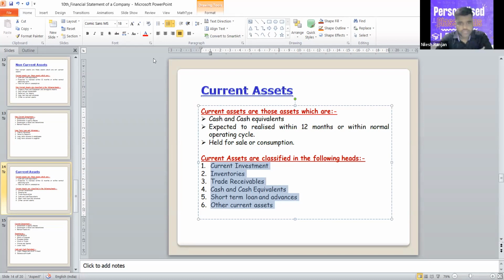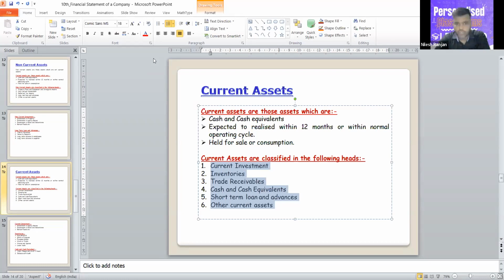Current investment means the investment which we will sell within 12 months. The second is inventory. Inventory is kept for sale purpose, and we don't keep inventory for long-term purpose, because if you have a business and there is some product you want to sell, you want to sell it as soon as possible, not after 12 months.